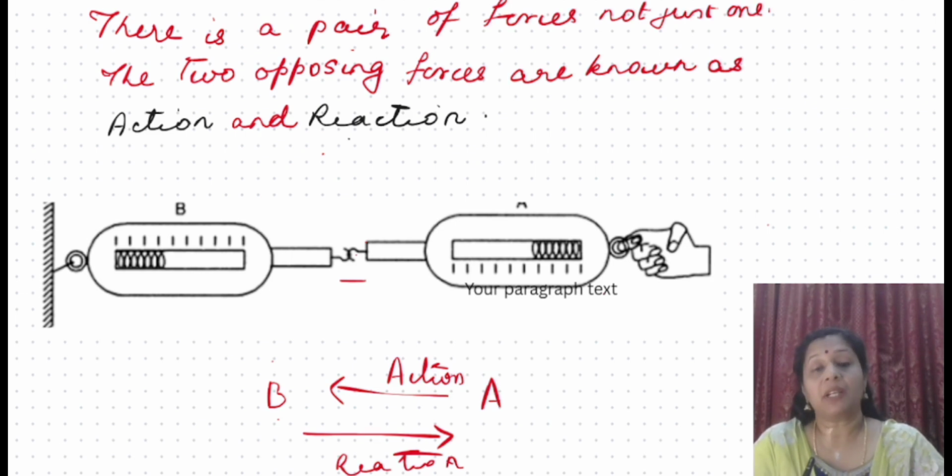This is a very important concept. You have to clearly understand this. Okay, they are acting on two different objects, not on the same object. So from this we can say that for every action there is an equal and opposite reaction.